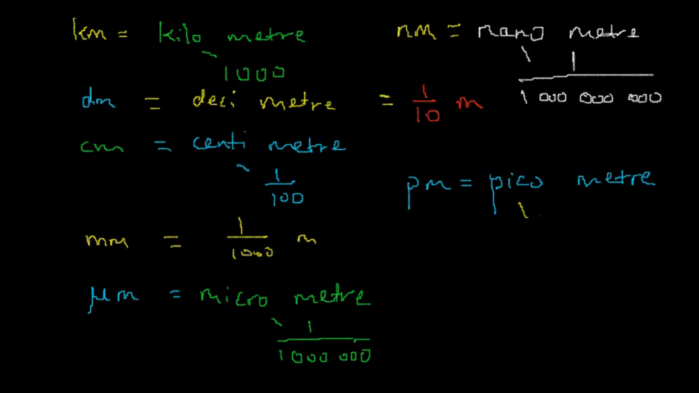So that means it would be 1 over... now we have 9 zeros there, so we need to add another 3 zeros to make it 12 zeros altogether. So there, 1 followed by 1, 2, 3, 4, 5, 6, 7, 8, 9, 10, 11, 12. 1 followed by 12 zeros. That's a picometer. That's plenty of meters. And I think we have enough of zeros for now.